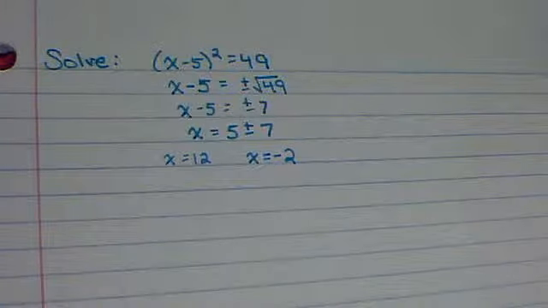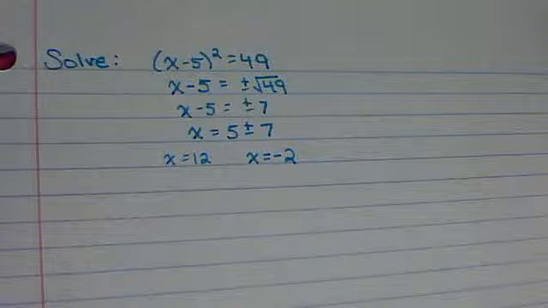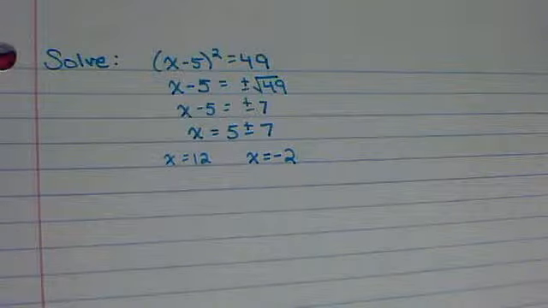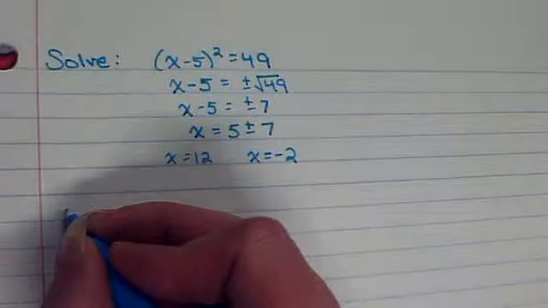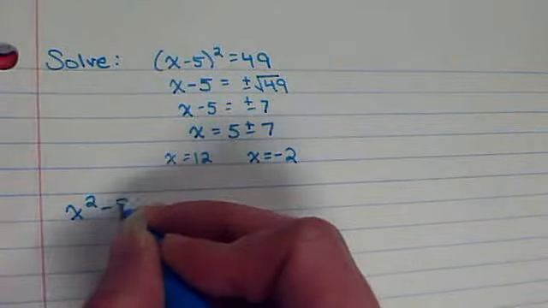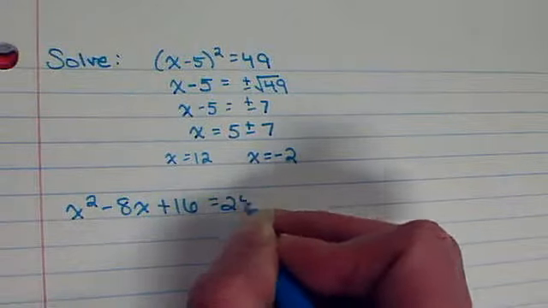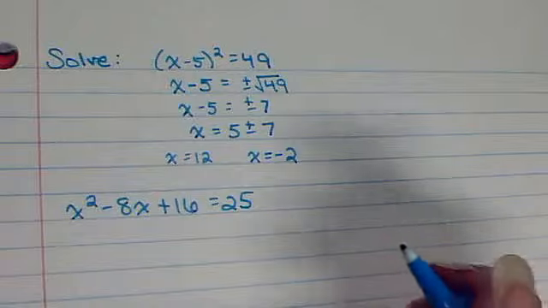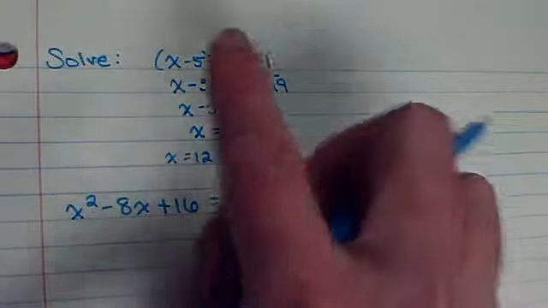We've also been looking at the vertex form of a quadratic, and it's so easy to graph. So there's a lot of times where getting it into this form where you have something squared makes it a lot easier. Let's look at one. What if we had x squared minus 8x plus 16 equals 25, and we're asked to solve that? What if we tried to make this look like this?